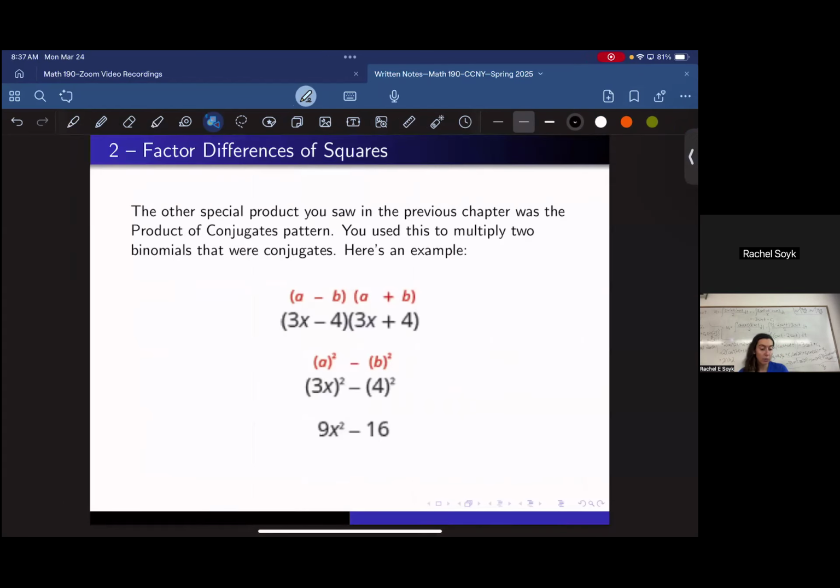Our second objective is factoring the difference of squares. So anytime you see the words difference of squares, that means the operations are of opposite signs. We have a minus sign and a plus sign. And that also means that our middle terms are canceling out.